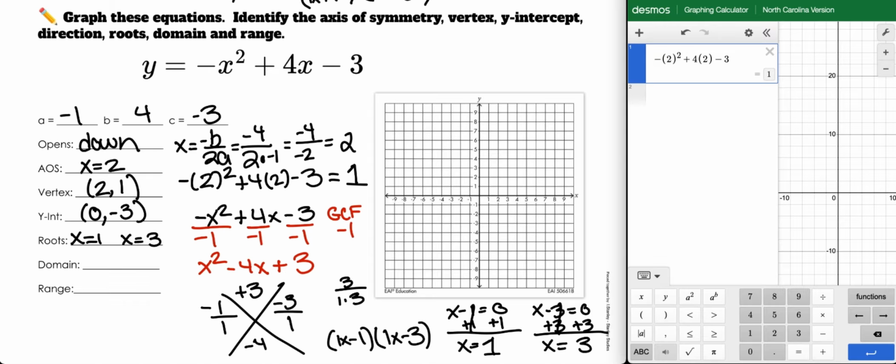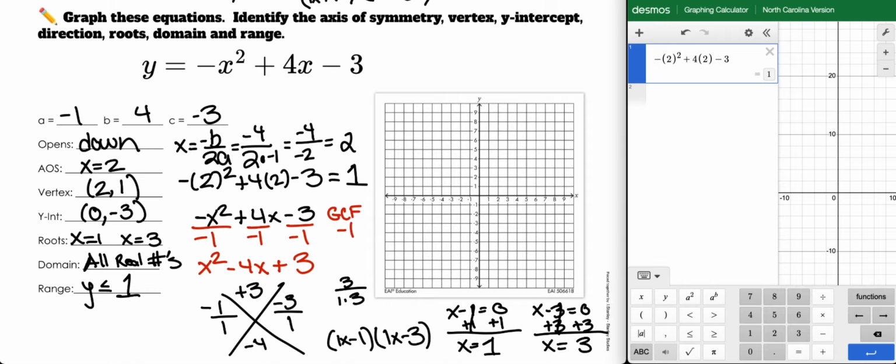Domain is going to be all real numbers. And then our range is going to be y is less than or equal to the maximum value, and our maximum value is based off our vertex y, which is 1, and that is our range.